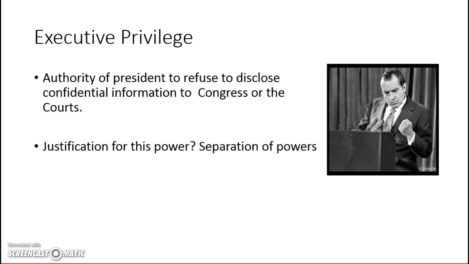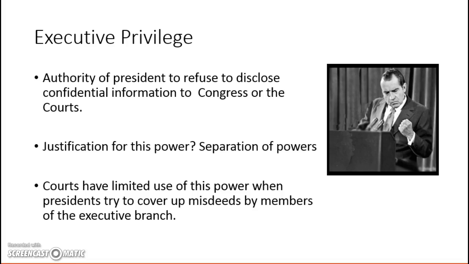The claim for using executive privilege is separation of powers, the concept that the White House is independent of the other branches and that the president has the right to privacy. The courts have limited use of this power when presidents try to cover up misdeeds by members of the executive branch. In other words, they've said you can't claim executive privilege when it's a cover-up of misdeeds.